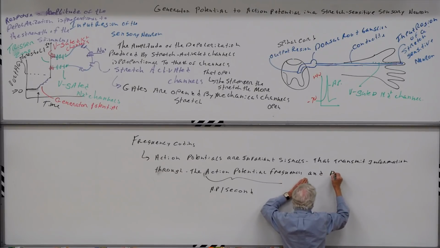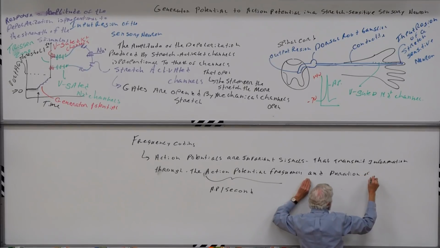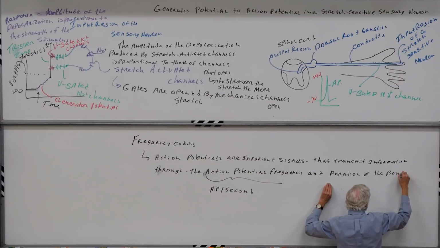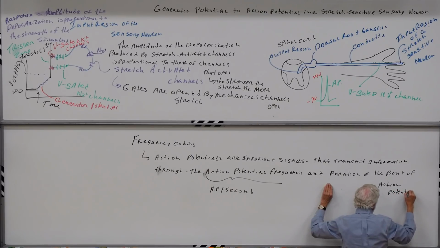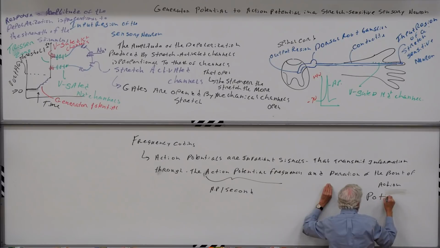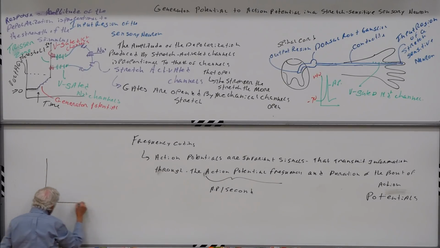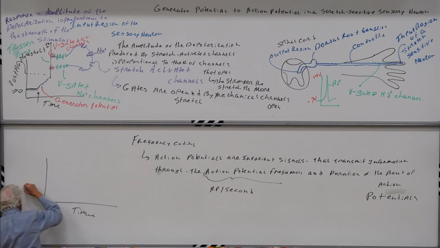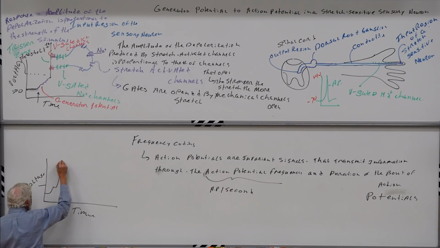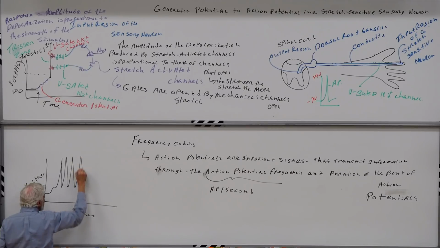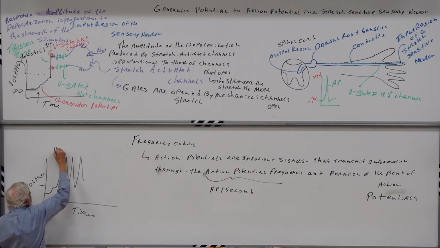And the duration of the bout of action potentials. This always raises the question of what do we mean by a bout. What I mean by a bout is that if we plot this again as time and voltage, if the membrane potential reaches threshold and we fire an action potential, the frequency is how often in this period we fire an action potential. So frequency is how often.